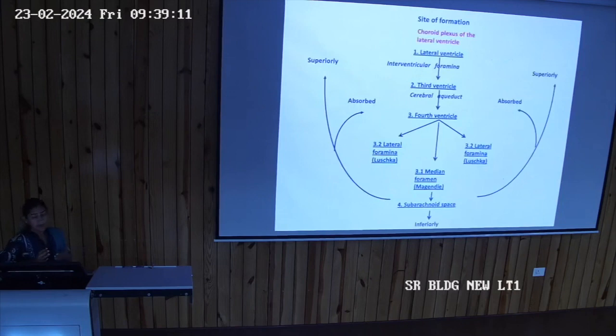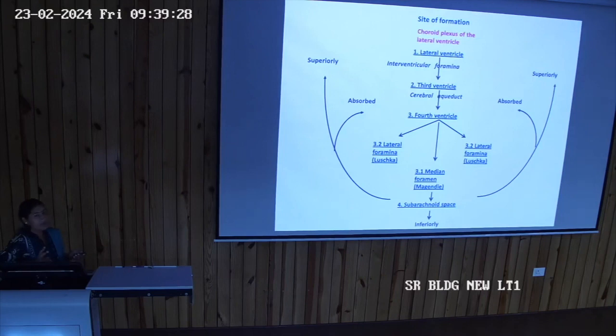Now this is how the CSF fluid circulates. It is formed in the lateral ventricle. Then from the lateral ventricle, it reaches the third ventricle through the interventricular foramen. Then from the third ventricle, it goes to the fourth ventricle by the cerebral aqueduct.